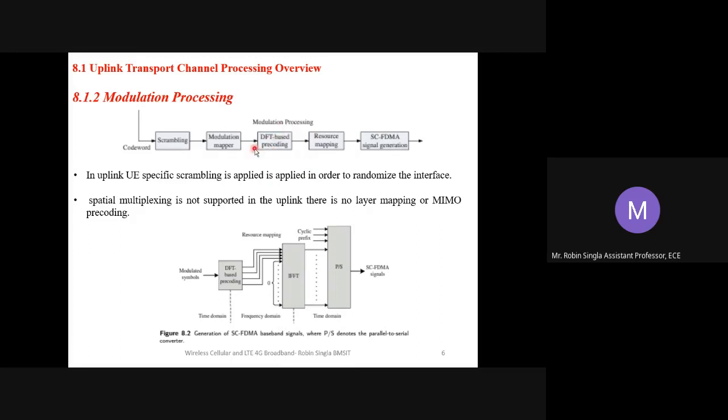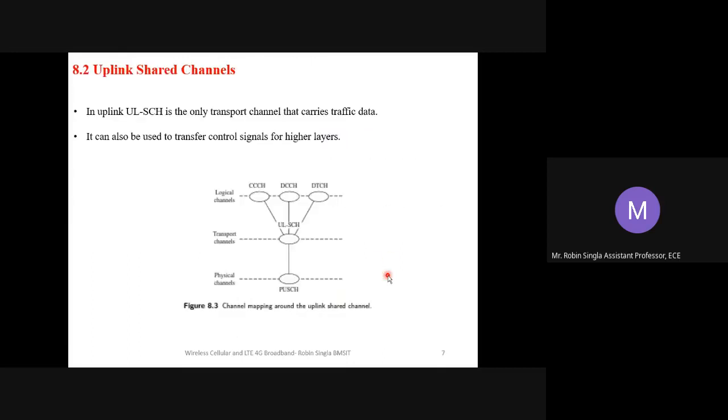Then there is no layer mapping and precoding, MIMO precoding in uplink because it doesn't support spatial multiplexing. Then using this DFT precoding resource mapping SC-FDMA signal processing, we generate our SC-FDMA baseband signal. DFT processing, then resource mapping, then IFFT, and then adding a cyclic prefix, then parallel to serial conversion, and our final SC-FDMA signal is ready.